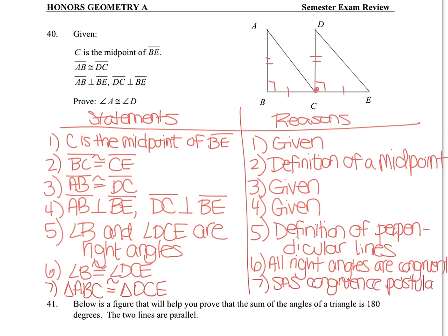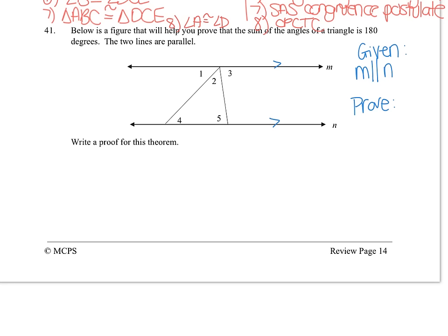We are trying to prove that the sum of the angles of a triangle is 180 degrees. So here are 3 angles. We're trying to prove that the measure of angle 2 plus the measure of angle 4 plus the measure of angle 5 equals 180 degrees. So we're going to write a proof for this theorem.